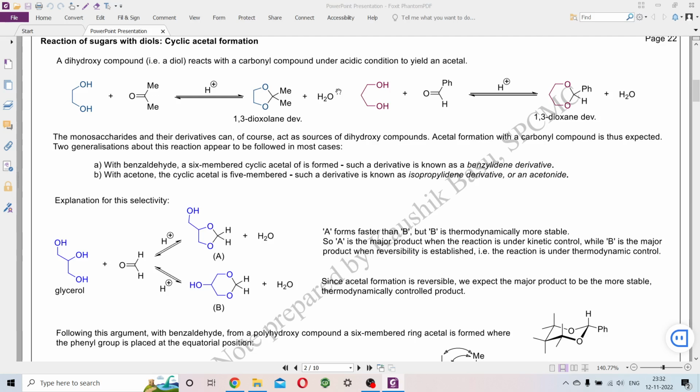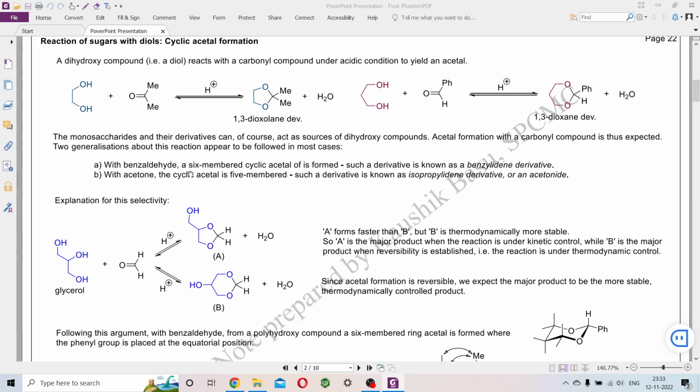There are two general rules that we have to remember. When the carbonyl partner being reacted with the monosaccharide is benzaldehyde, then it is a 6-membered cyclic acetal. That means a 1,3 dioxane derivative is formed, and those derivatives are known as benzylidene derivatives. But when the carbonyl partner is acetone, not benzaldehyde, then the cyclic acetal is 5-membered, and such a derivative is known as the acetonide or isopropylidene derivative.